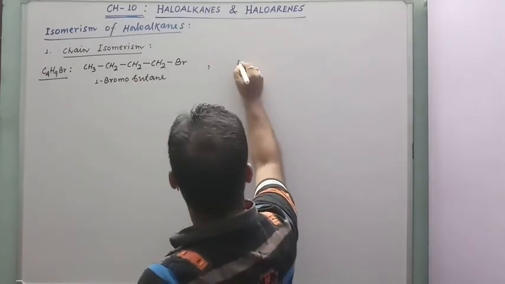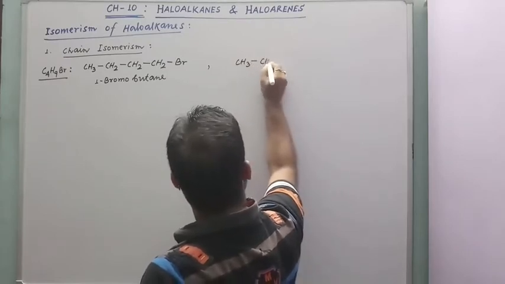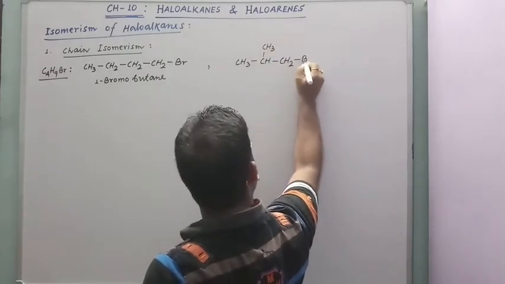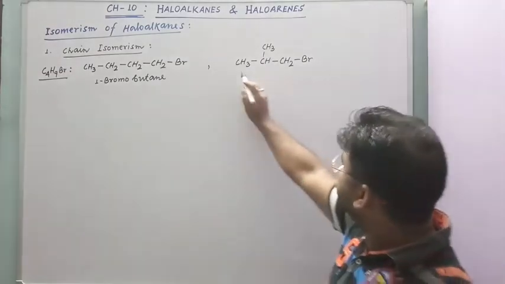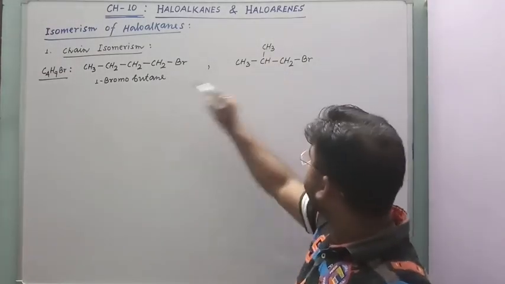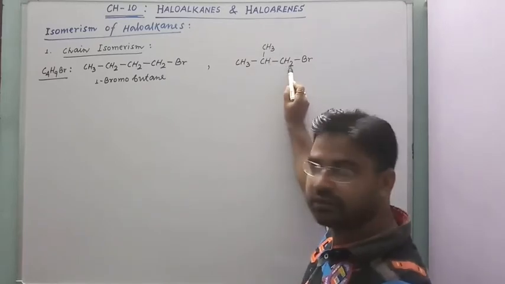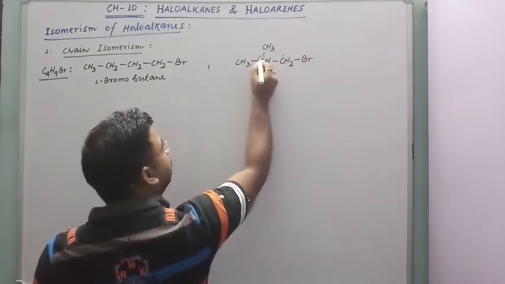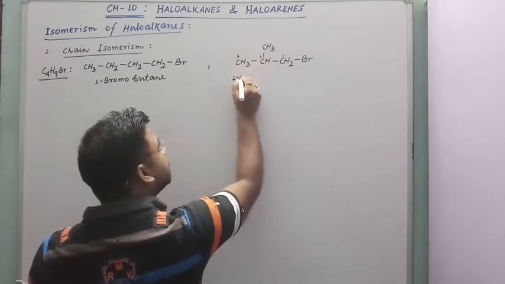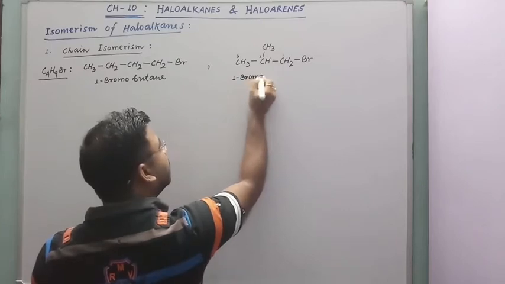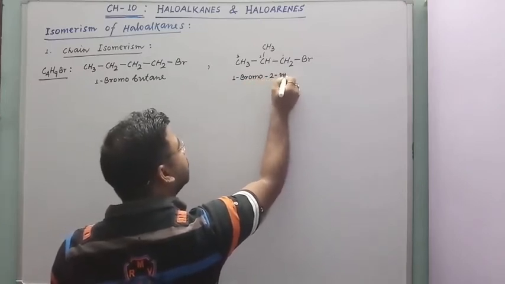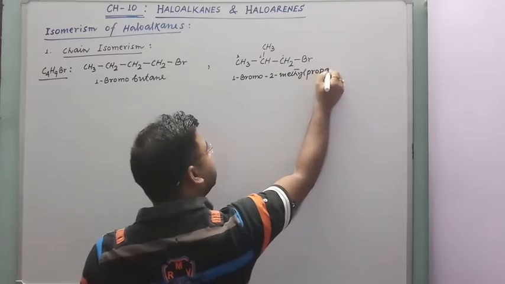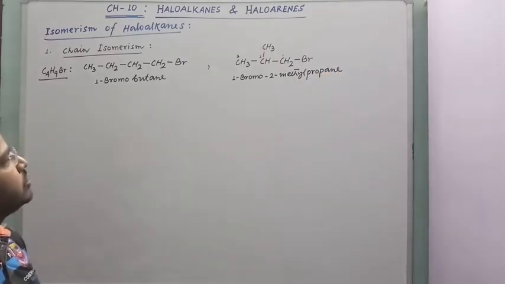With the same molecular formula, CH3, CH3, CH2Br. Now see, 1, 2, 3, 4 carbon, C4, H9, 1 Br. And the name of this compound: the first carbon contains bromo, 1-bromo, the second carbon contains a methyl group, 2-methyl, and 3 carbon propane. So 1-bromo-2-methylpropane.